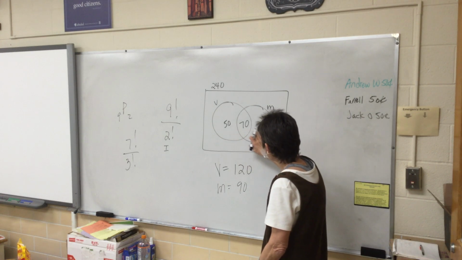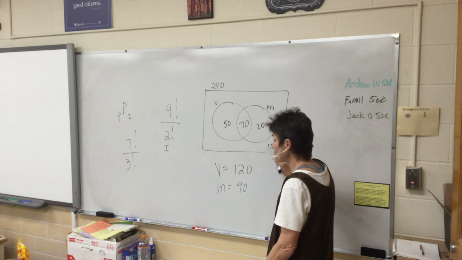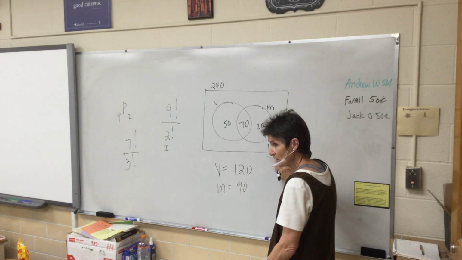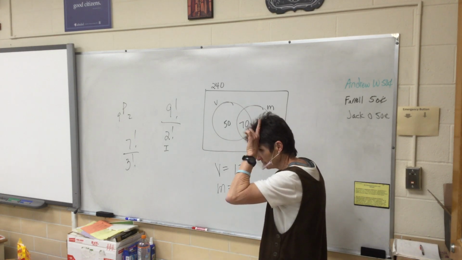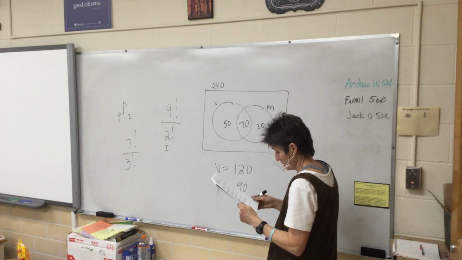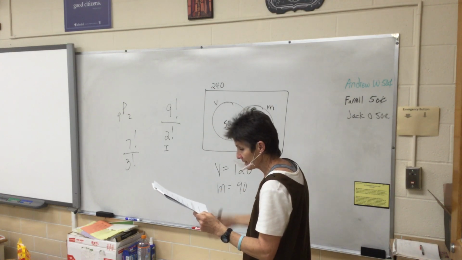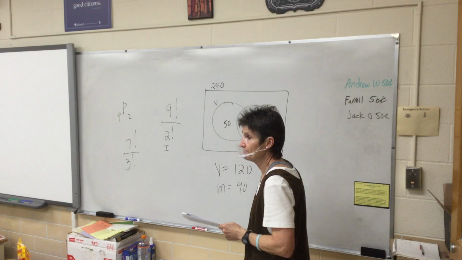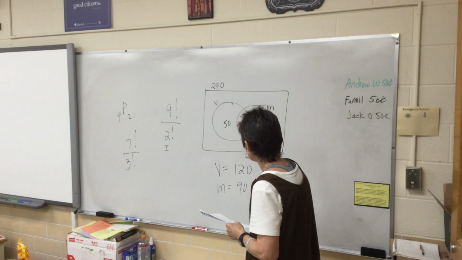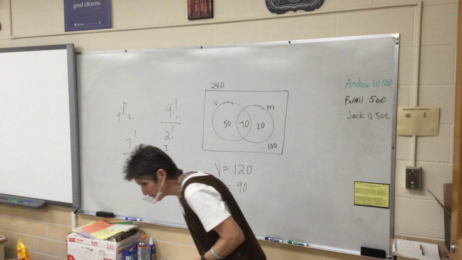Now, what does that add up to? So there are 100 kids out here that don't like either one. And that was the question, right? How many don't like either? So that would be 100. Does anybody have a question about that?